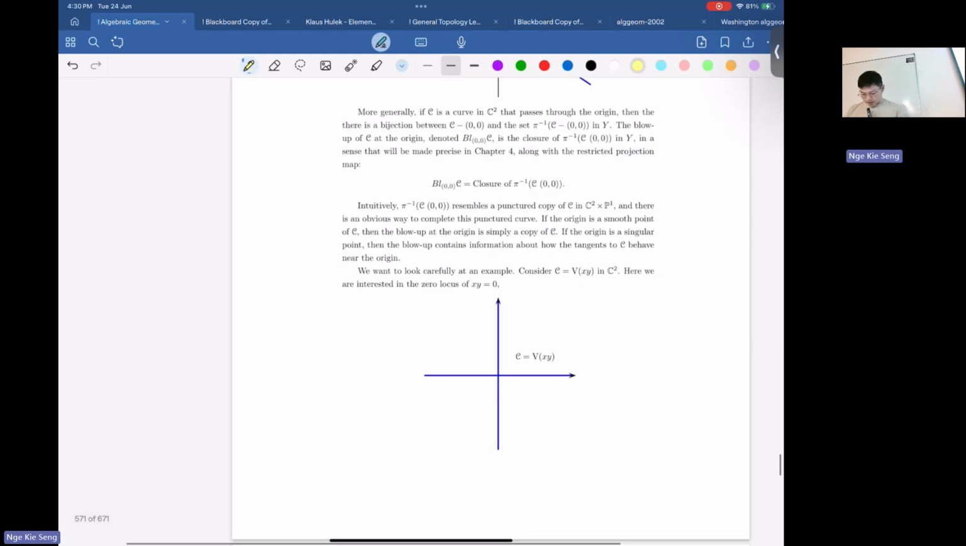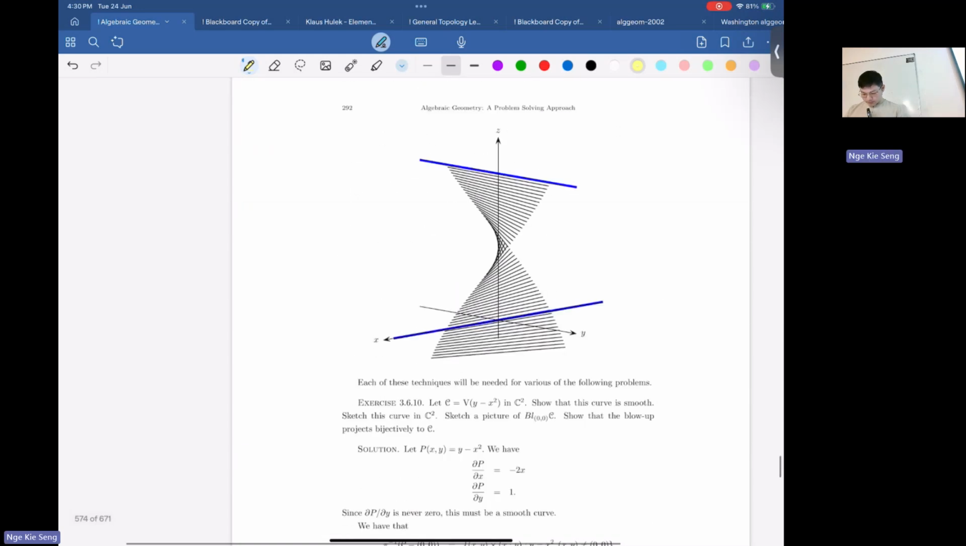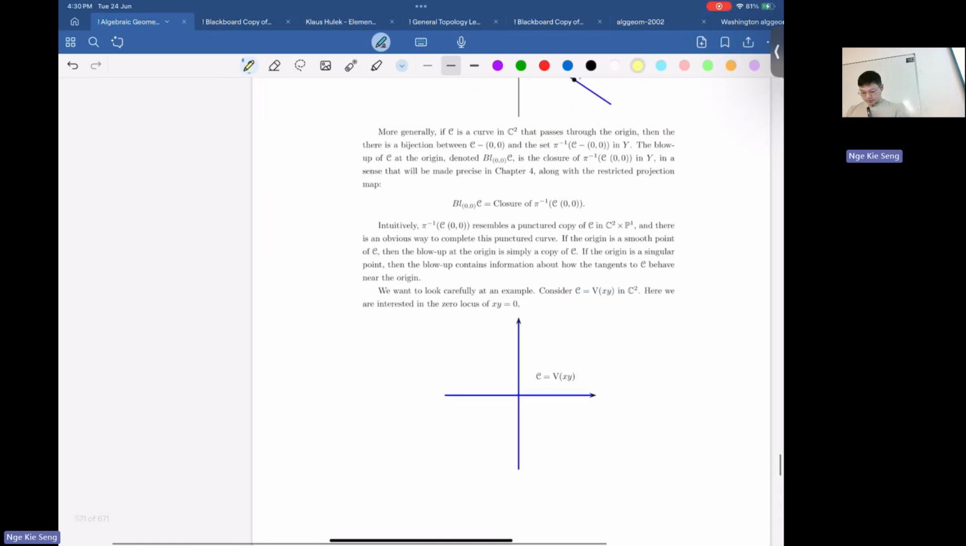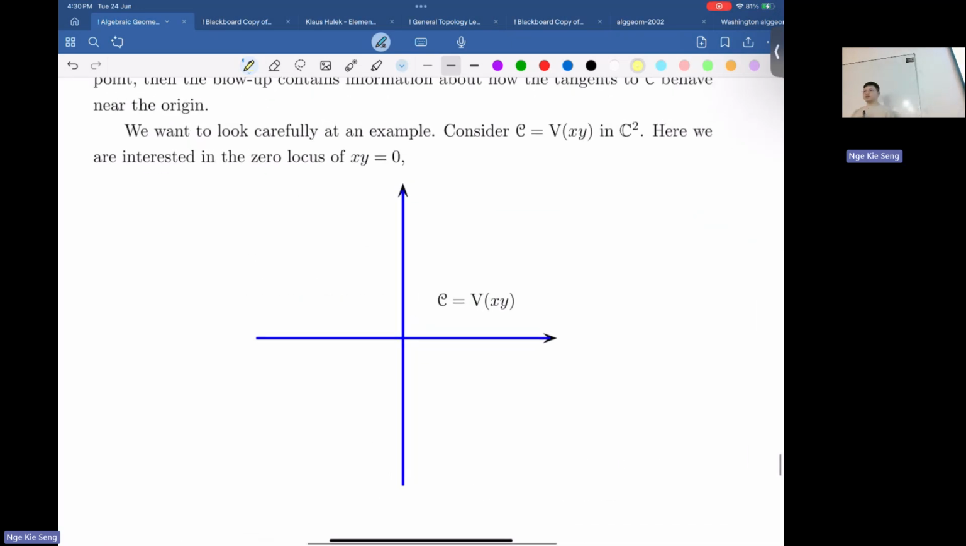Maybe I just show you some pictures. Okay, let me show you some pictures. Okay, for example, let's say this example here. So can you imagine, let's say we want to blow this zero set up. Okay, so this is a zero set of xy. So can you imagine what points vanish under this ideal xy here? Either x is 0 or y is 0. Okay, so this is the horizontal axis and vertical axis.